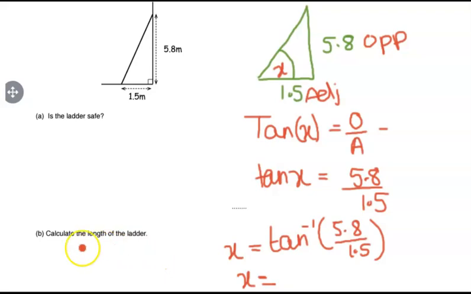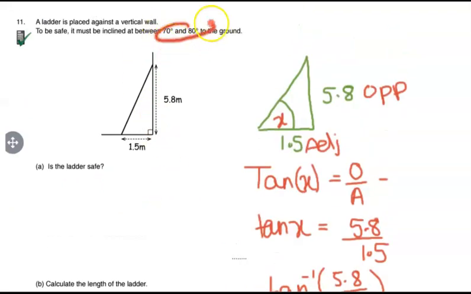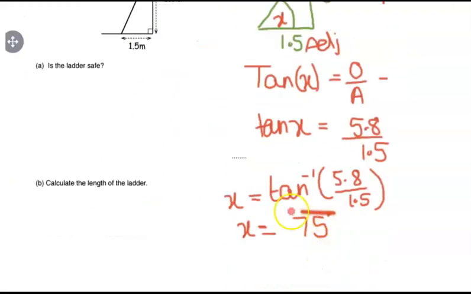And then the other thing is to find the length of the ladder. Yes, you can use multiple ways. So you're asked to find the hypotenuse. Now we have an answer of 75. And in the question it says it has to be between these values. So which means, yes, it's safe. So this angle is that one.